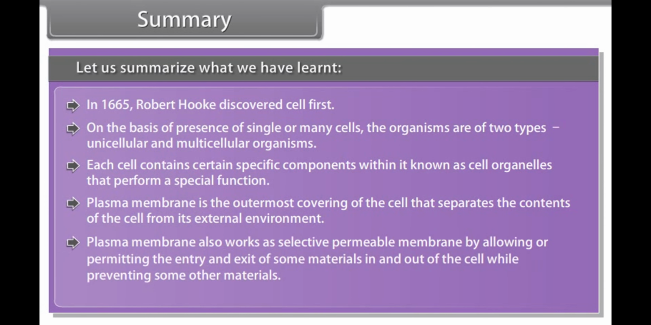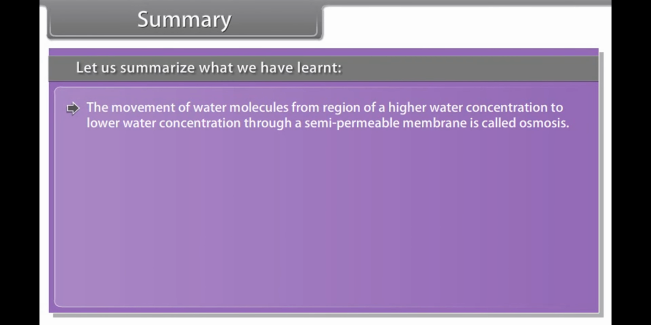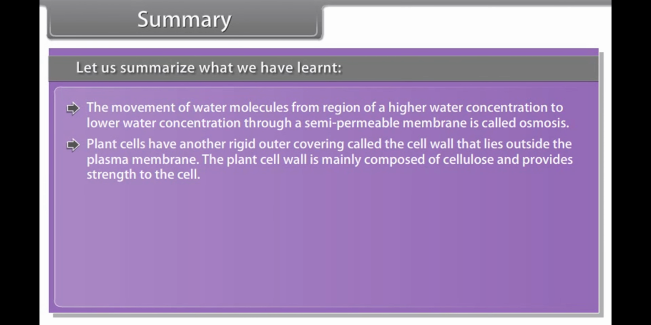Plasma membrane also works as a selectively permeable membrane by permitting the entry and exit of some materials in and out of the cell while preventing some other materials. The movement of water molecules from a region of higher water concentration to lower water concentration through a semi-permeable membrane is called osmosis. Plant cells have another rigid outer covering called the cell wall that lies outside the plasma membrane. The plant cell wall is mainly composed of cellulose and provides strength to the cell.